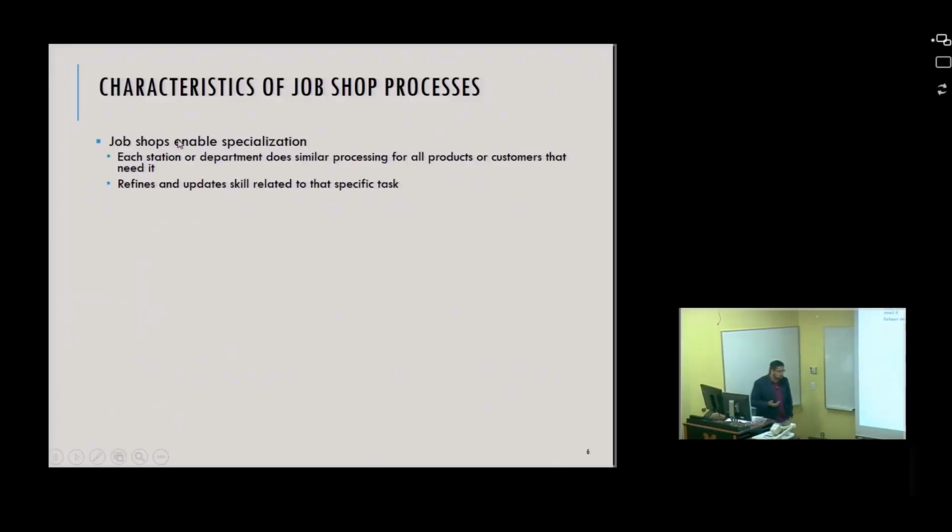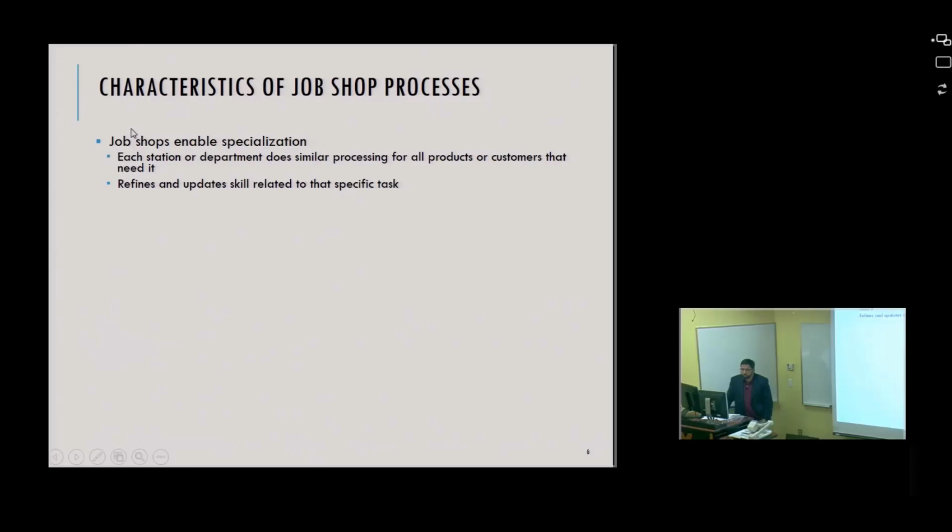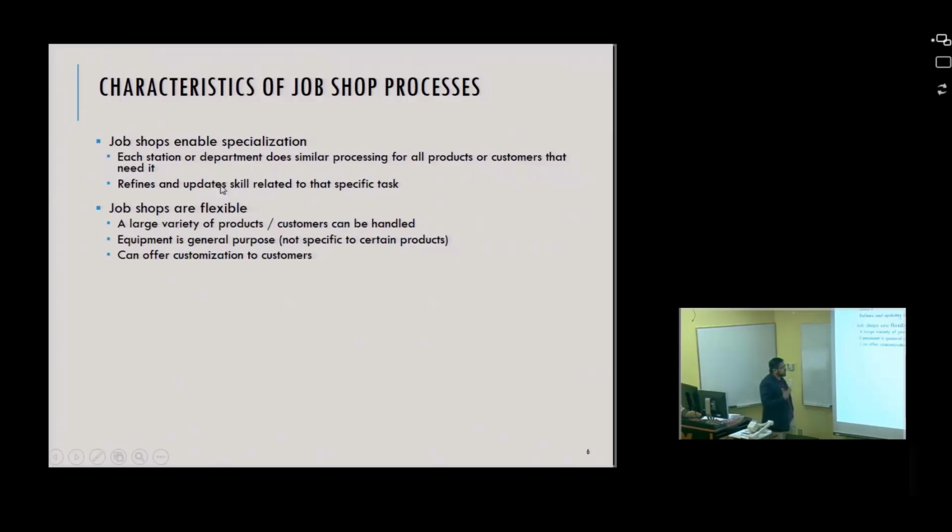Why do we have job shop type of setups? That is when we need specialization. So we need workers to get highly skilled at certain tasks, and then we say, okay, all this task about all products which require that task, this department will do them, because we need a high level of skill for that. Okay? Job shops are very flexible because workers are highly skilled. Equipment can be applied to many different customers and products. You can handle a large variety and customization.